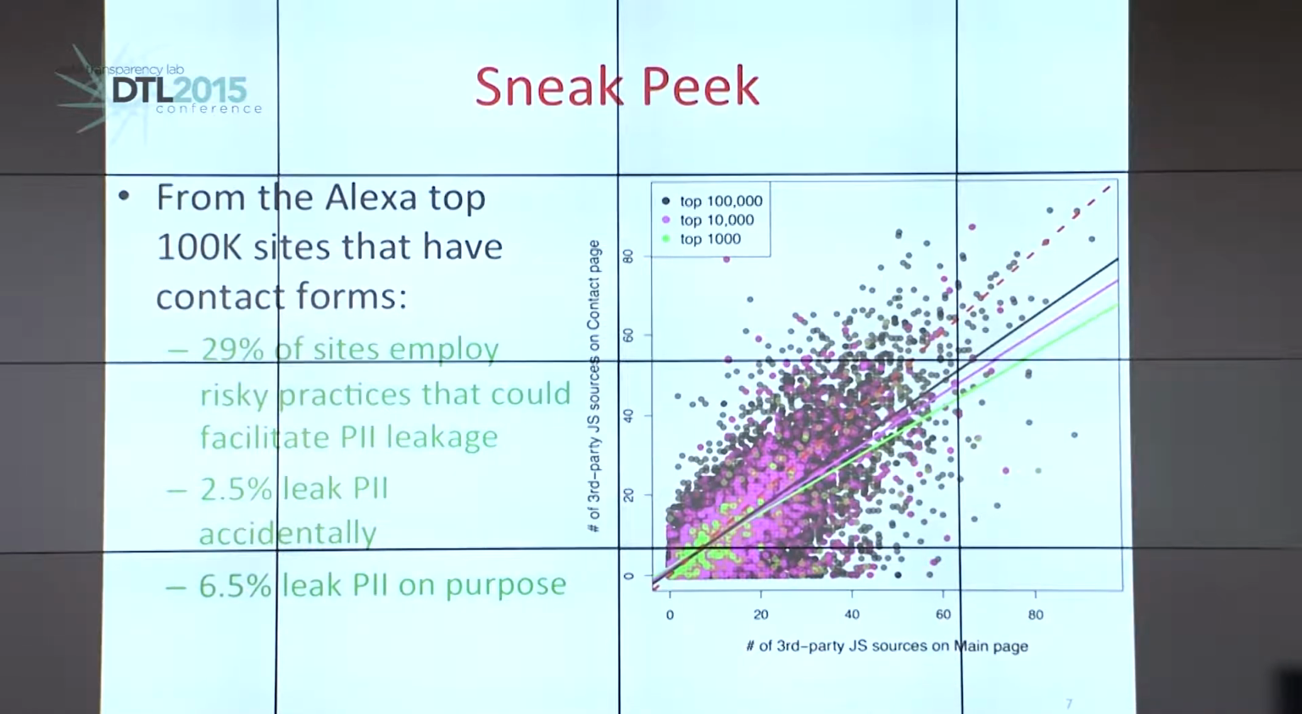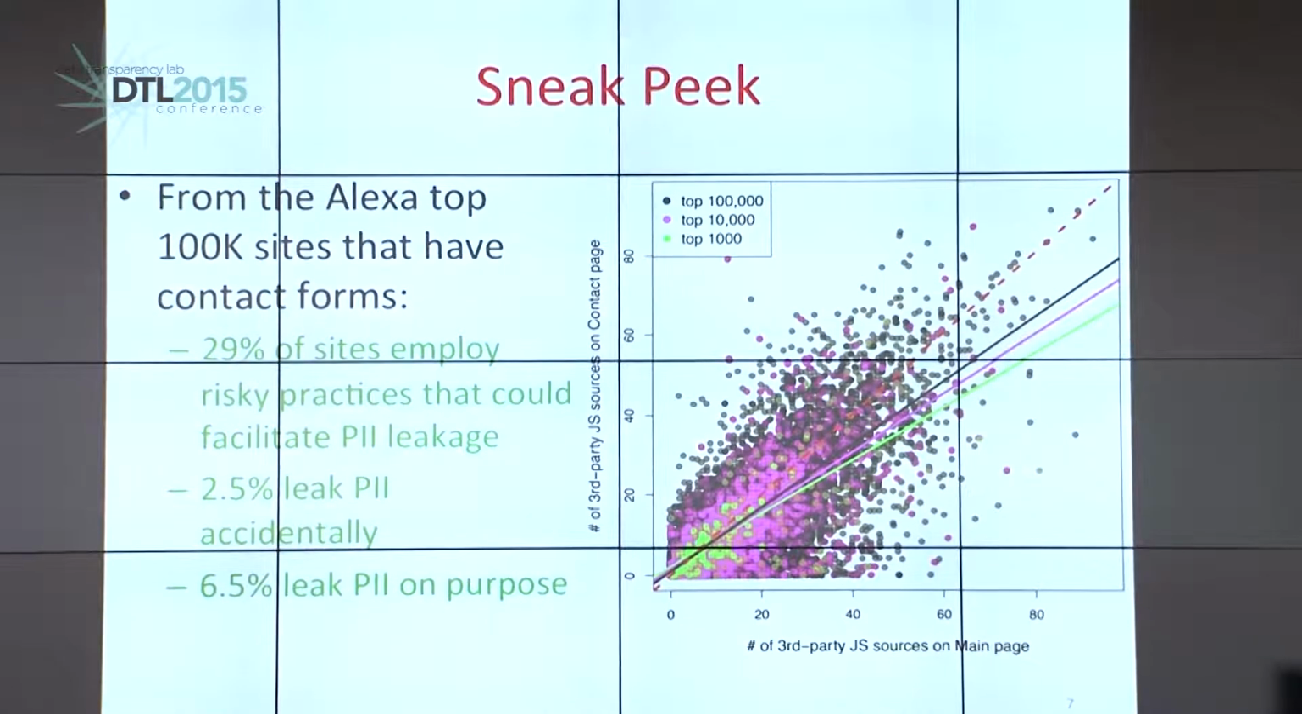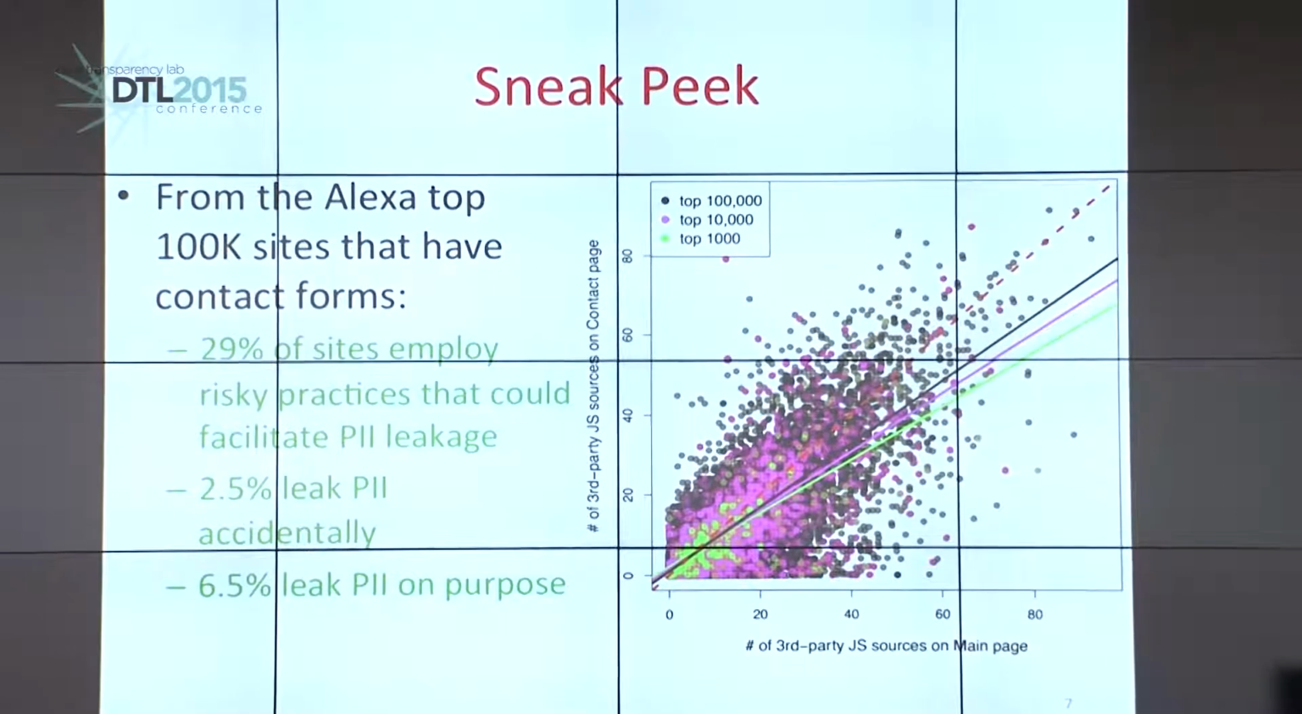And here you see a scatter plot of third-party JavaScript sources on the main page of a website versus the contact form of that website. So everything that is above the y equals x axis means that the Contact Us page had more JavaScript coming from more remote domains than the main page of that website, right? So that's dangerous because you're really trusting all of these remote parties to be giving you code that does not include PII leaking functionalities.